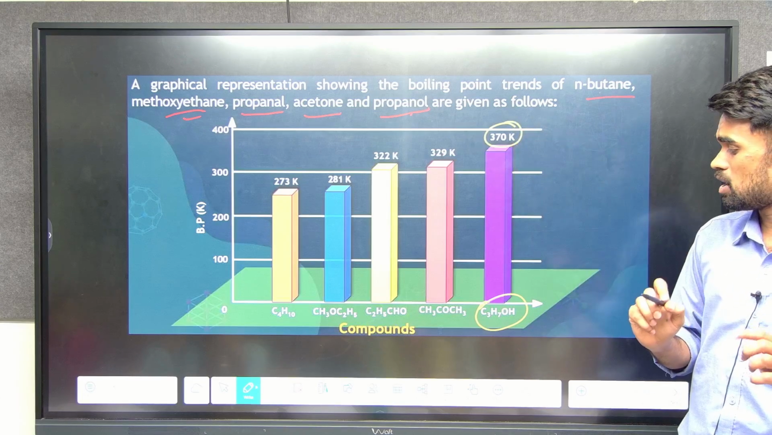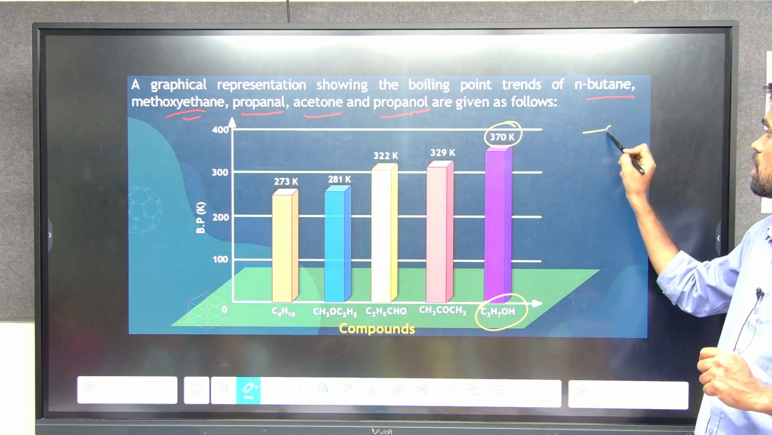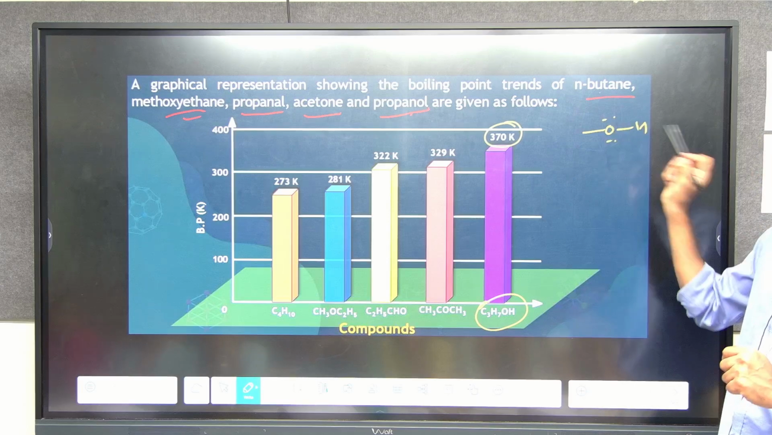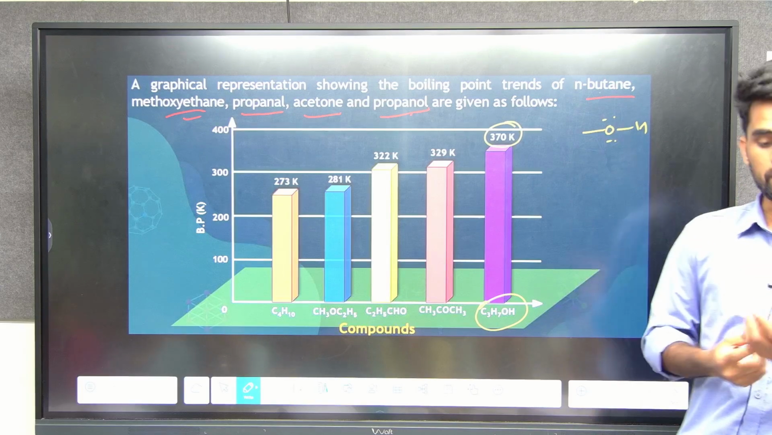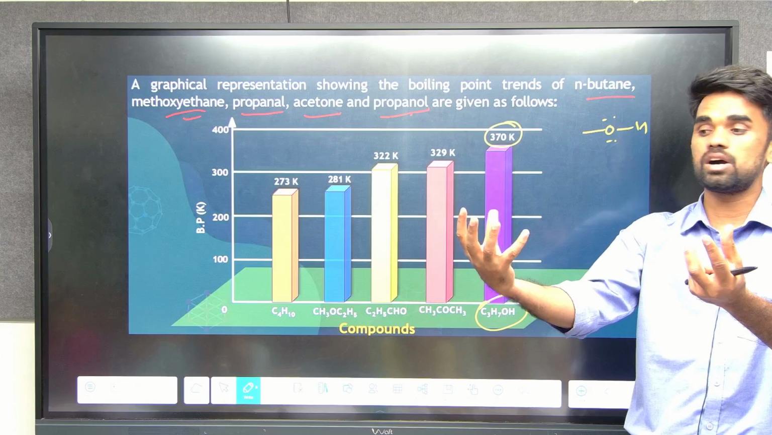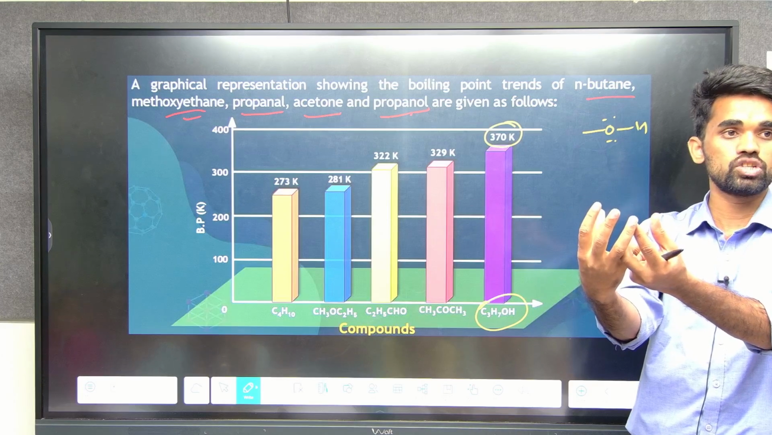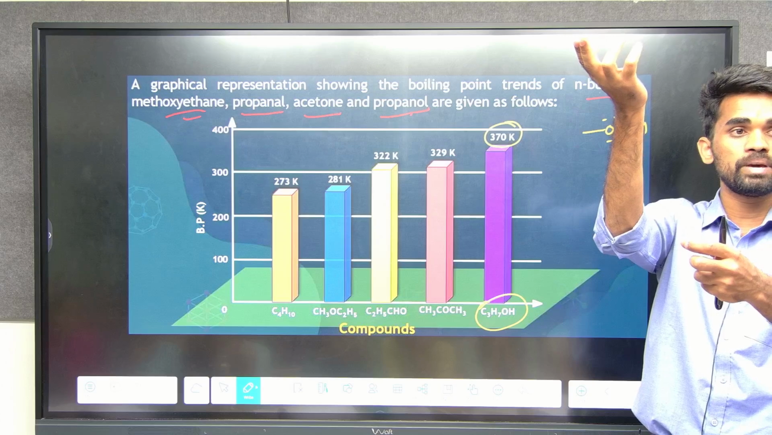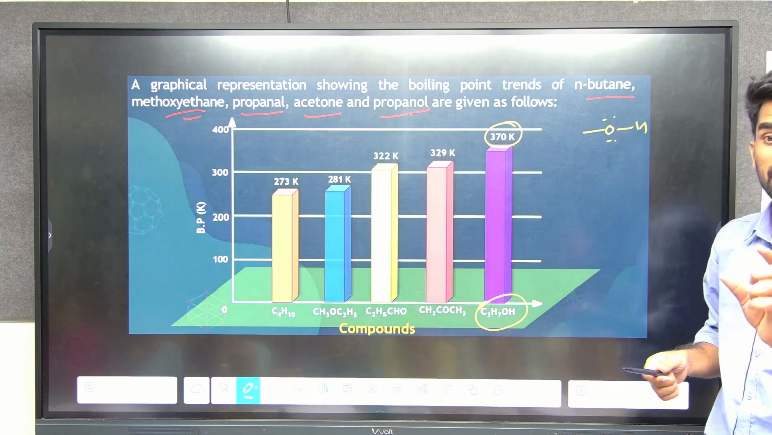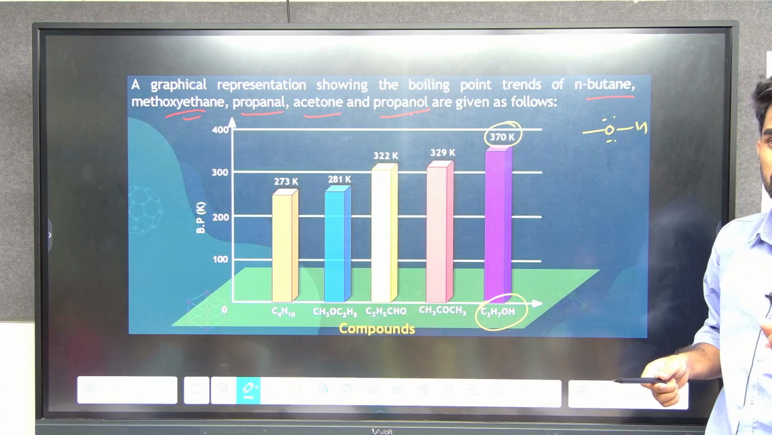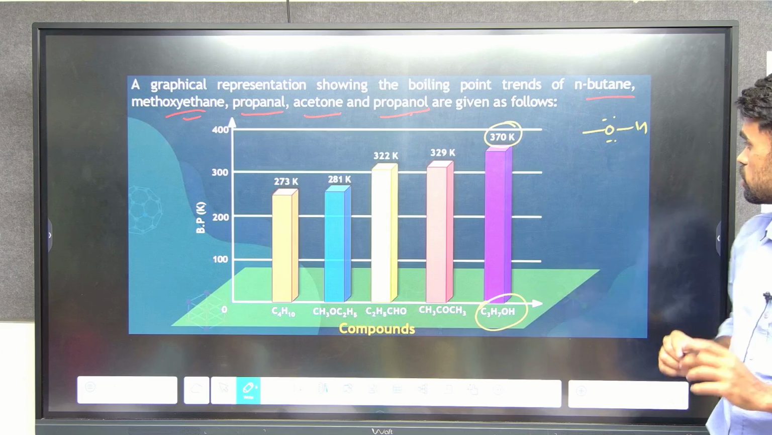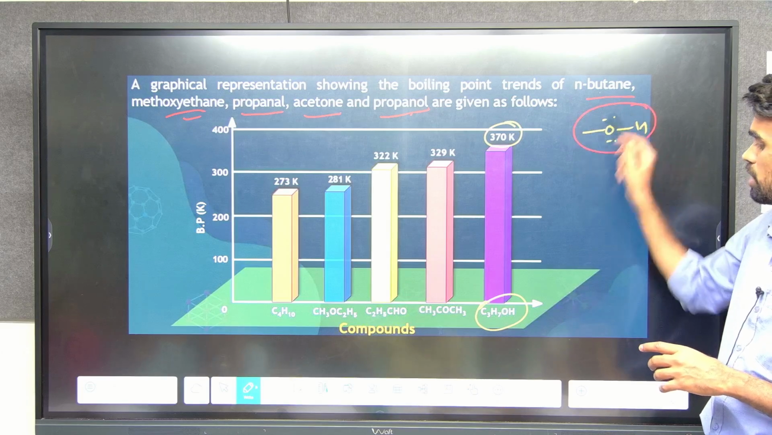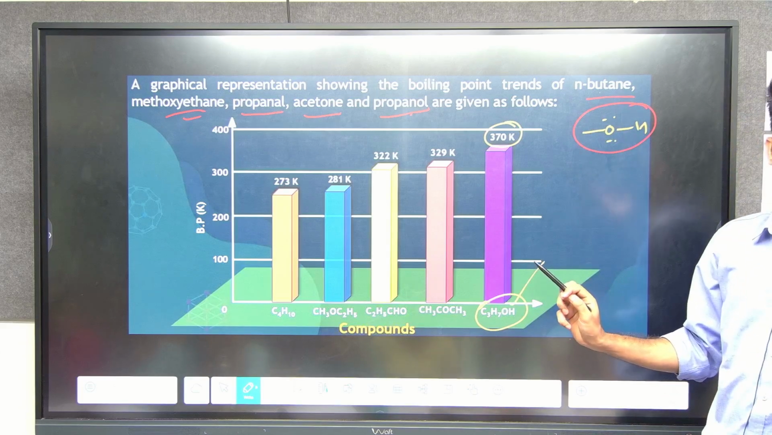Okay, why alcohols? The OH group of alcohol can form hydrogen bonds. If this is one alcohol and a second alcohol, between them we may expect a hydrogen bond. Due to that hydrogen bond, the effective molecular weight of that compound will be more. So we can say intermolecular hydrogen bonding in alcohols makes their boiling point higher.